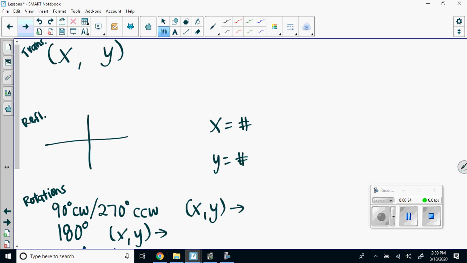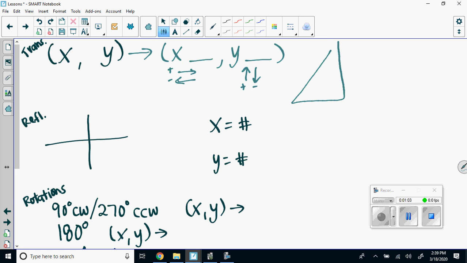There's translations, and when you see that, you're going to be given some ordered pair, and it's going to tell you to change it to x plus or minus some number, y plus or minus some number. The x number tells you how far right or left to move it, right if it's positive, left if it's negative. The y number will tell you how far up or down, up if it's positive, down if it's negative. So that's translations, and then you'll literally just take a shape and translate it right and down, or whatever amount it says.